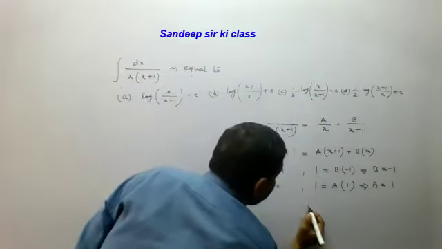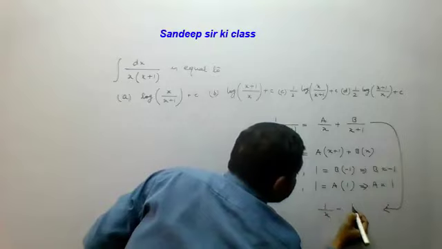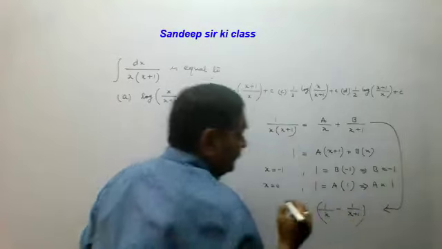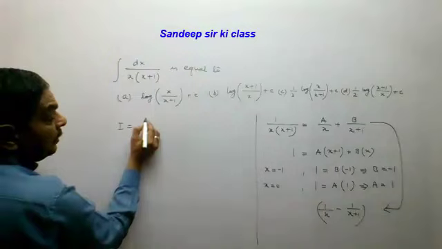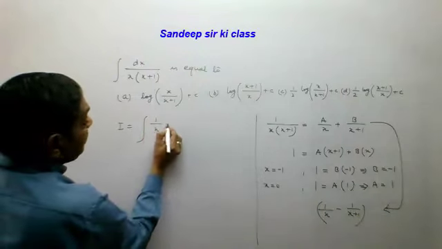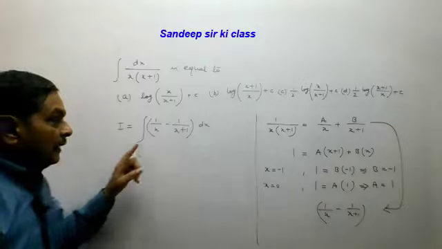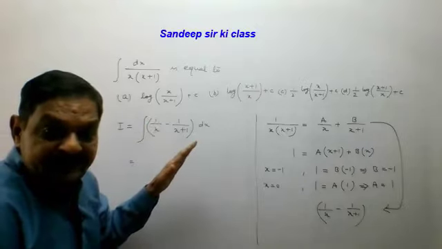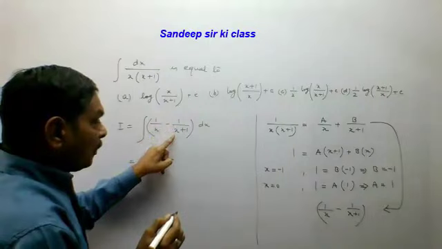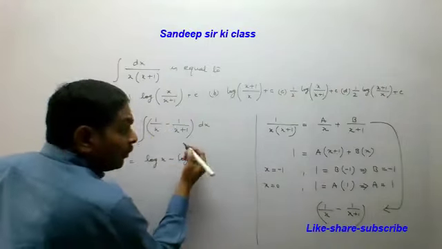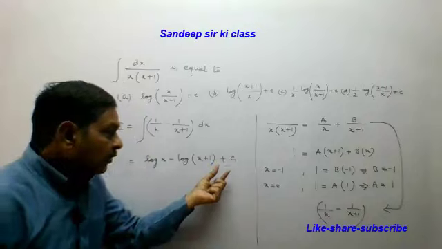So the given expression can be written as 1 upon x minus 1 upon x plus 1. I have done the partial fractions. So the given integration, I, becomes the integral of 1 upon x minus 1 upon x plus 1, dx. We know that the integration of 1 upon x dx is log mod x, I am writing log x, minus the integration of 1 upon x plus 1, which can be written as log modulus x plus 1, I am writing log x plus 1, plus c, which is the constant of integration.